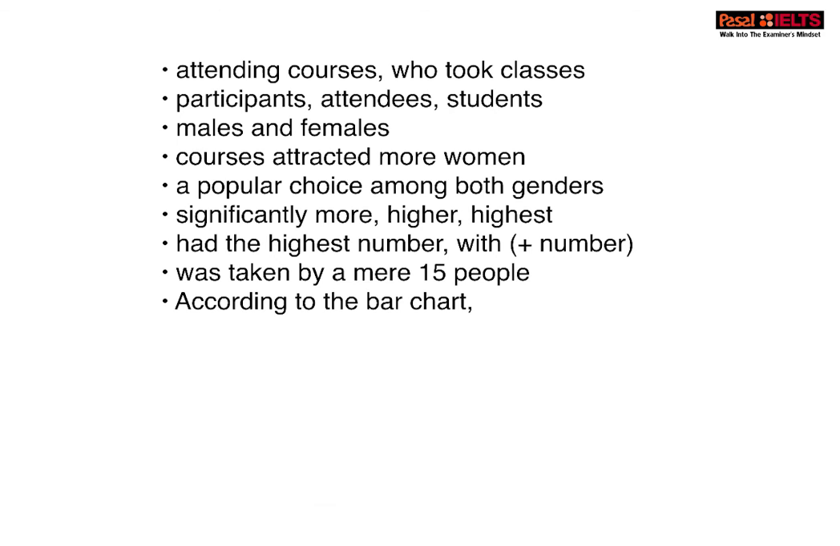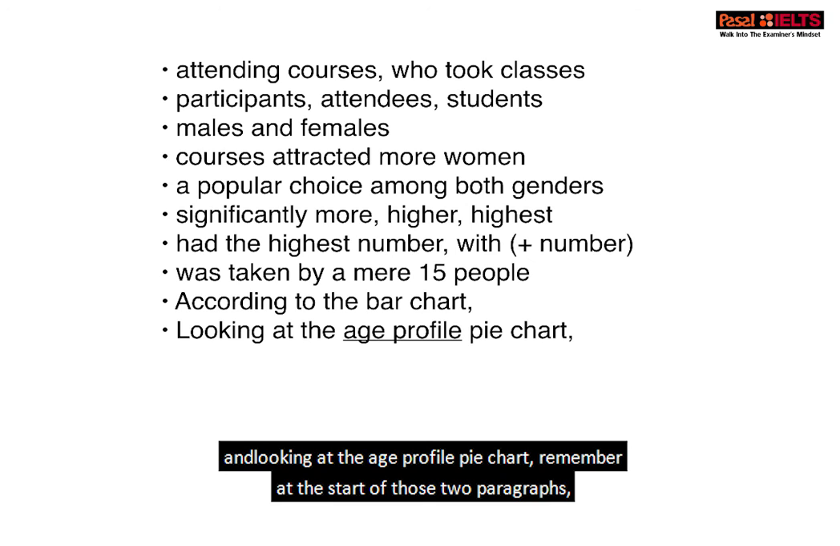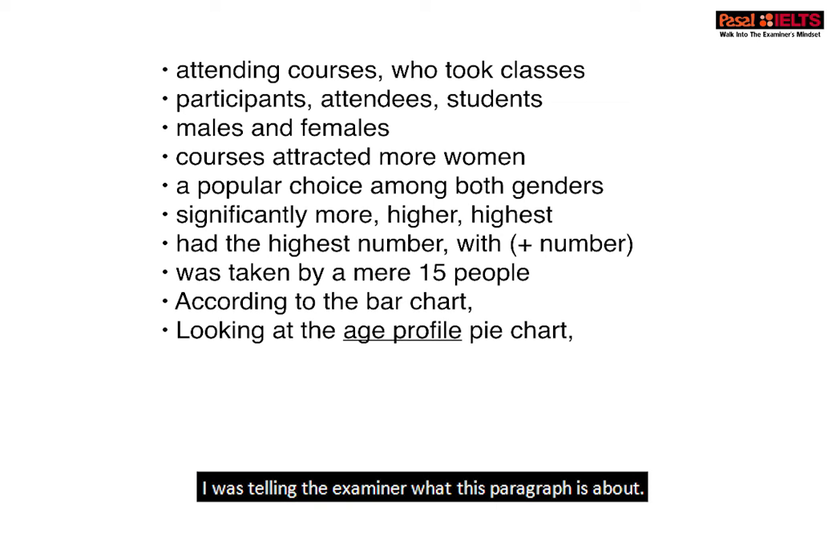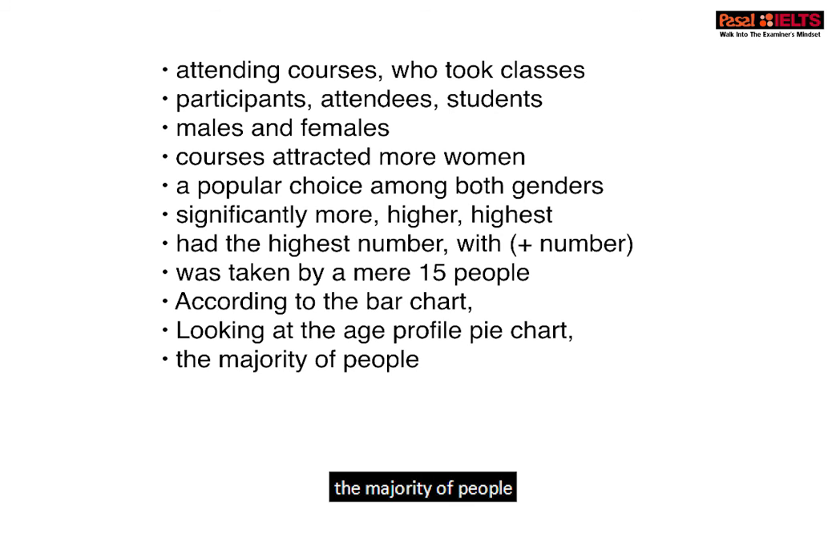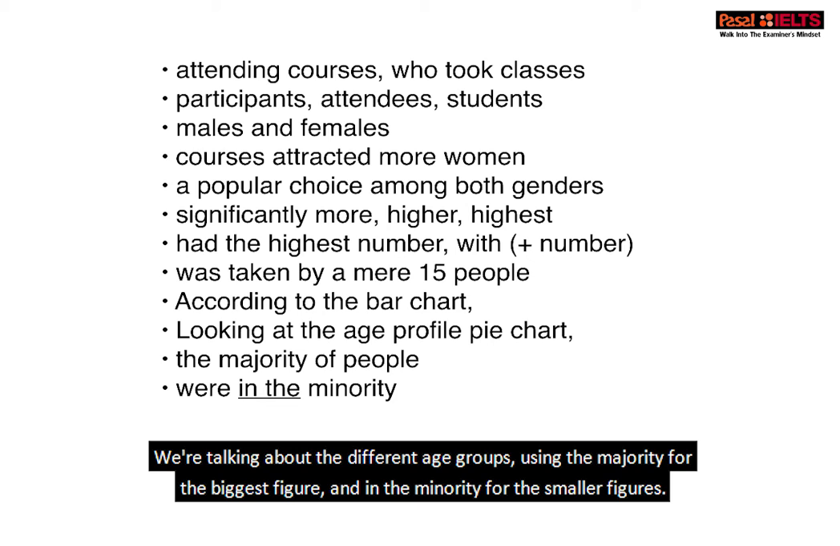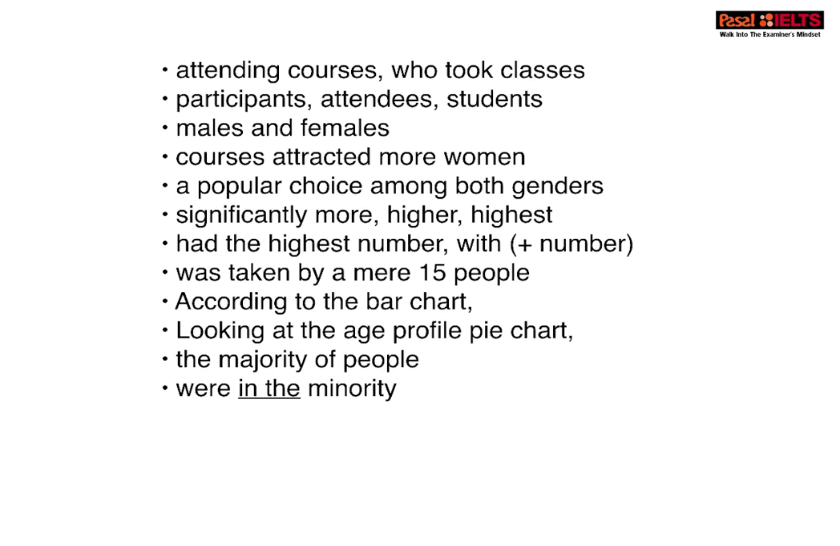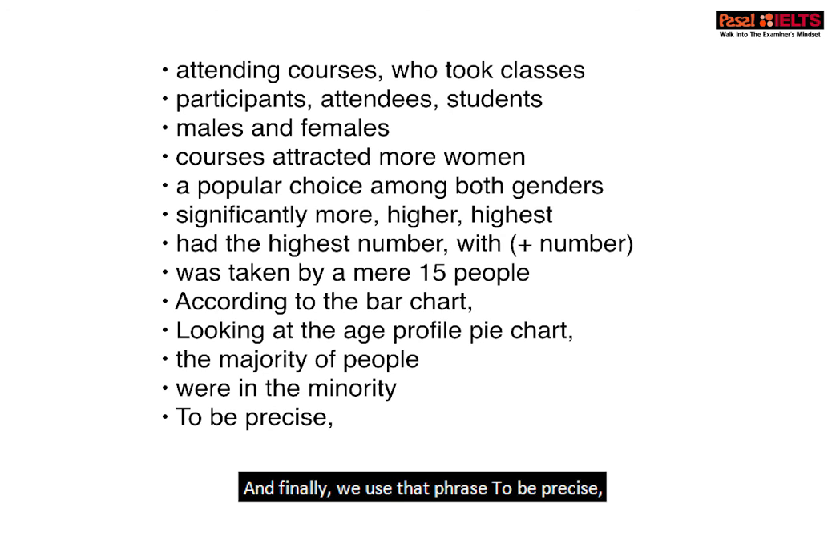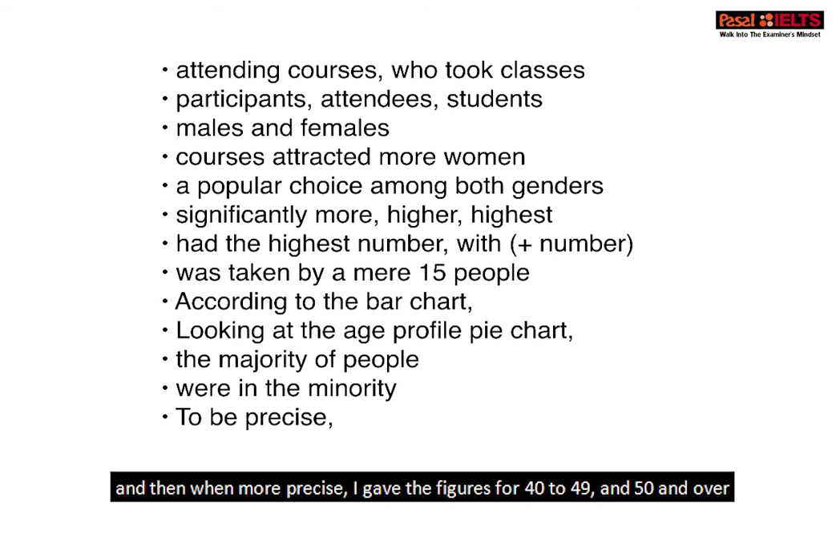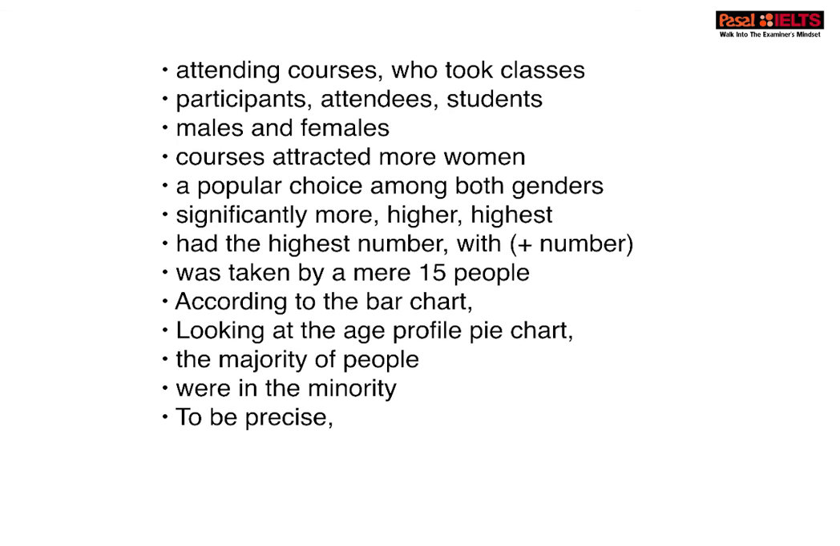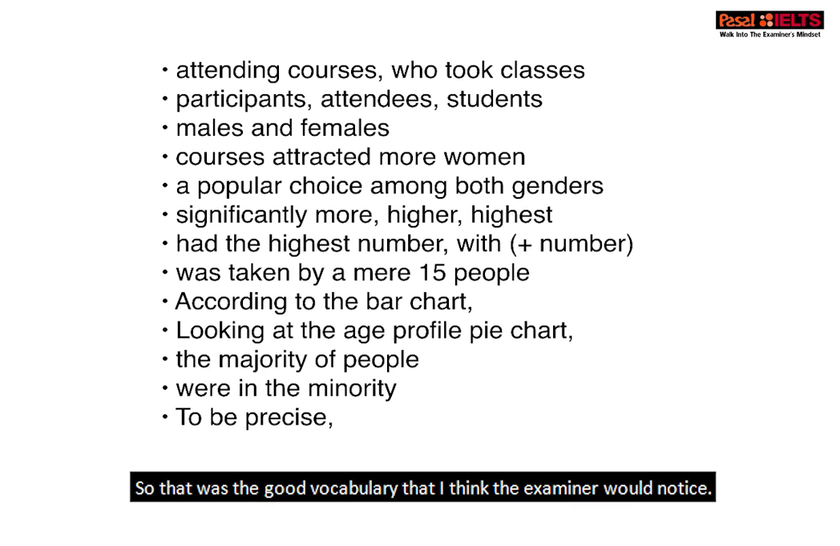According to the bar chart and looking at the age profile pie chart, remember at the start of those two paragraphs I was telling the examiner what this paragraph is about. The majority of people and were in the minority. We're talking about the different age groups, using the majority for the biggest figure and in the minority for the smaller figures. And finally, we use that phrase "to be precise" when I talked a bit in general about people over 40 and then went more precise and gave the figures for 40 to 49 and 50 and over. So that was the good vocabulary that I think the examiner would notice.